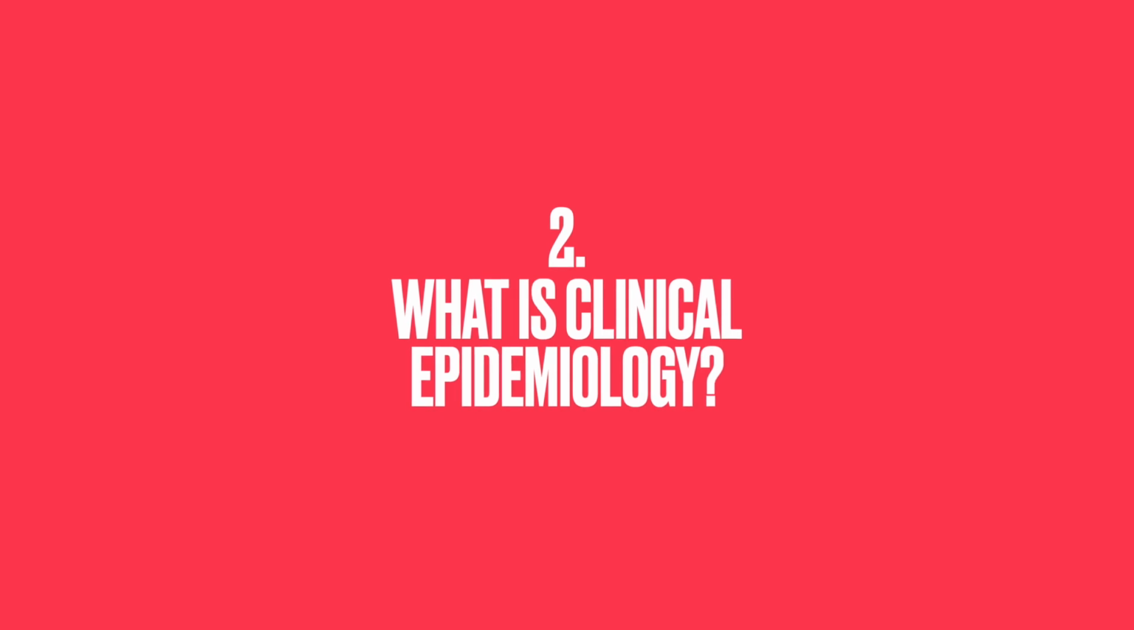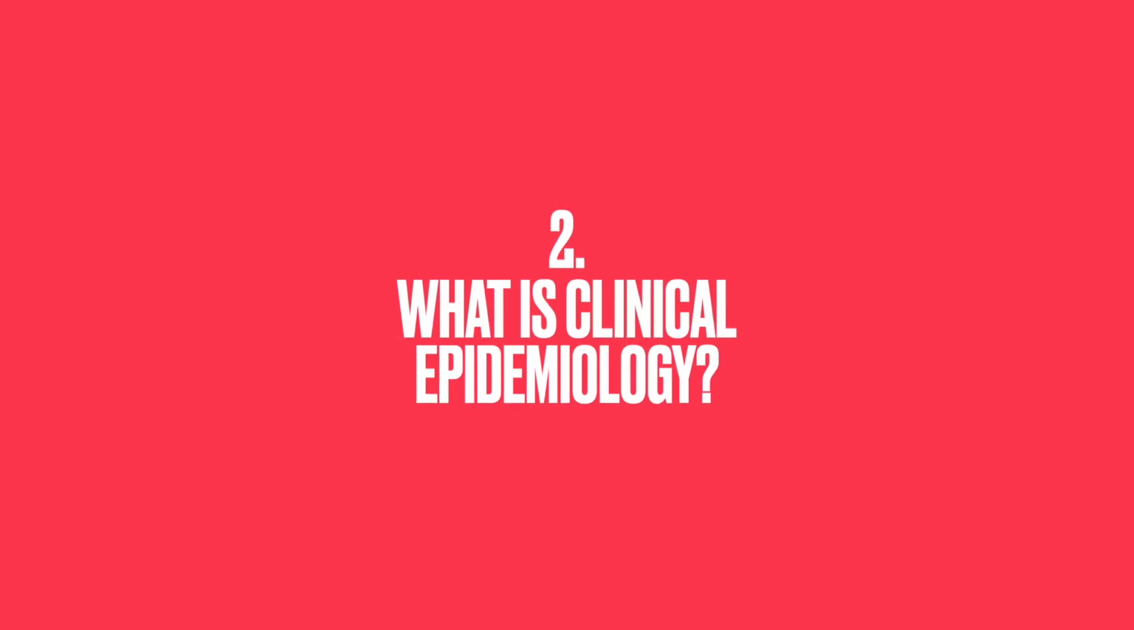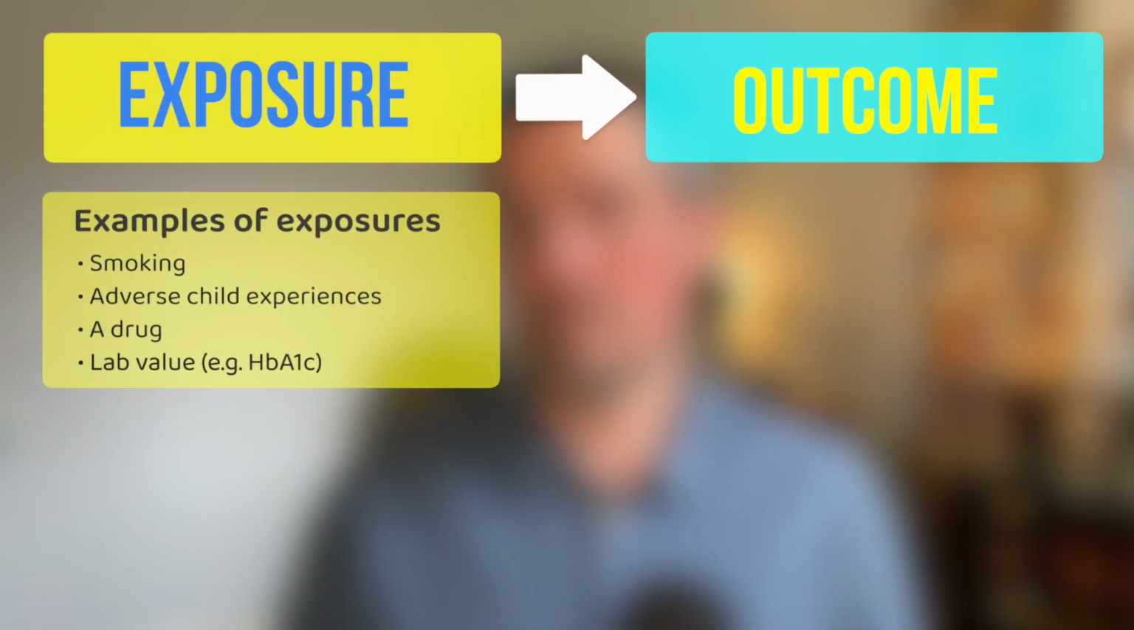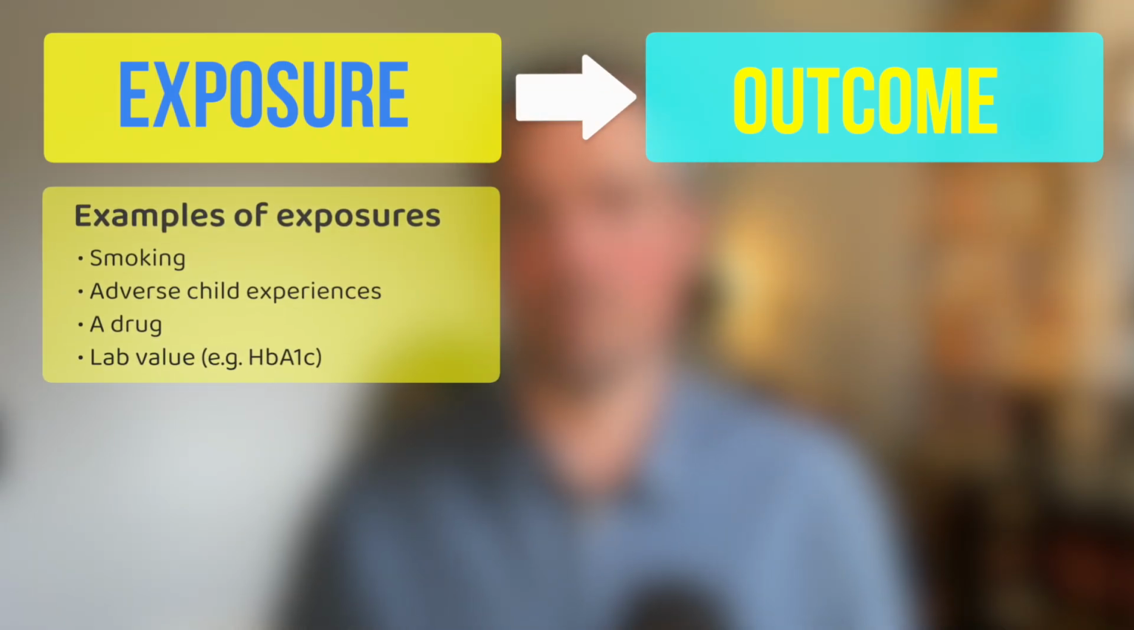What is clinical epidemiology? At its heart, clinical epidemiology is the science of linking an exposure to an outcome. Examples of exposures could be anything at all, perhaps smoking, it could be an adverse child experience, it could be exposure to a drug, it could be a laboratory value like HbA1c or total cholesterol. But if we give the exposure as a doctor, we sometimes call that exposure an intervention.